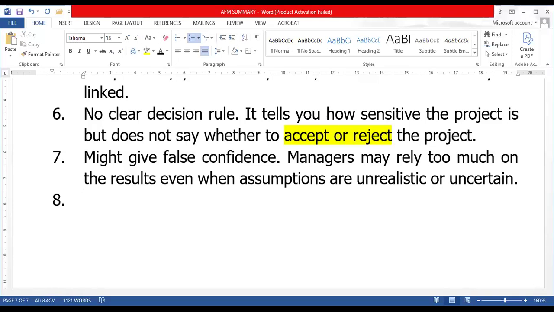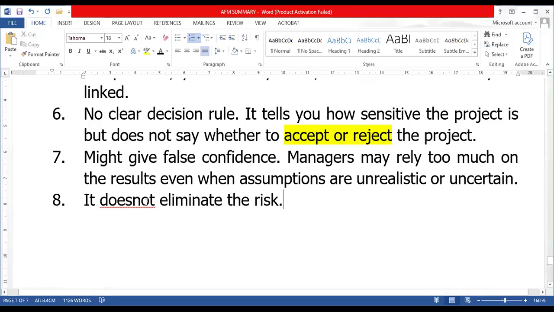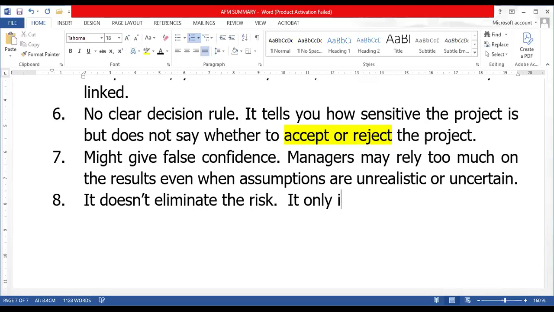Also, one of the weaknesses is that it does not protect or eliminate the risk. This analysis does not eliminate the risk. It only identifies the risk, but it does not reduce or eliminate it.